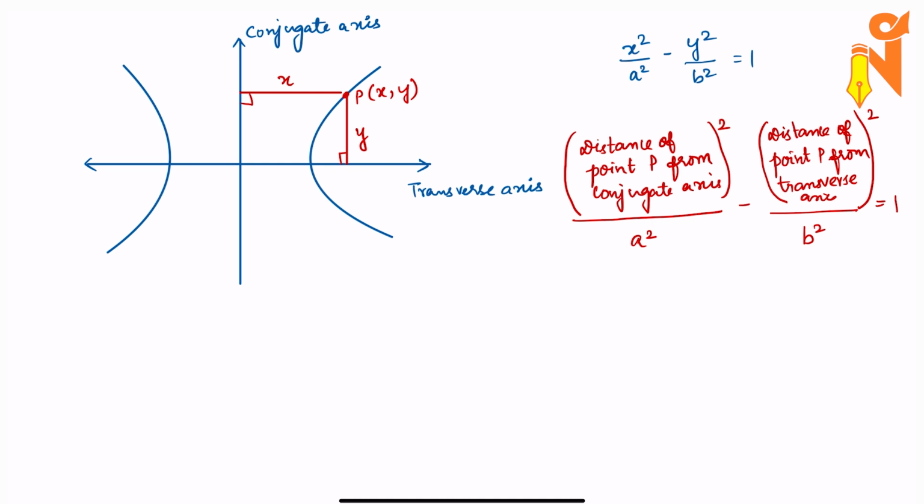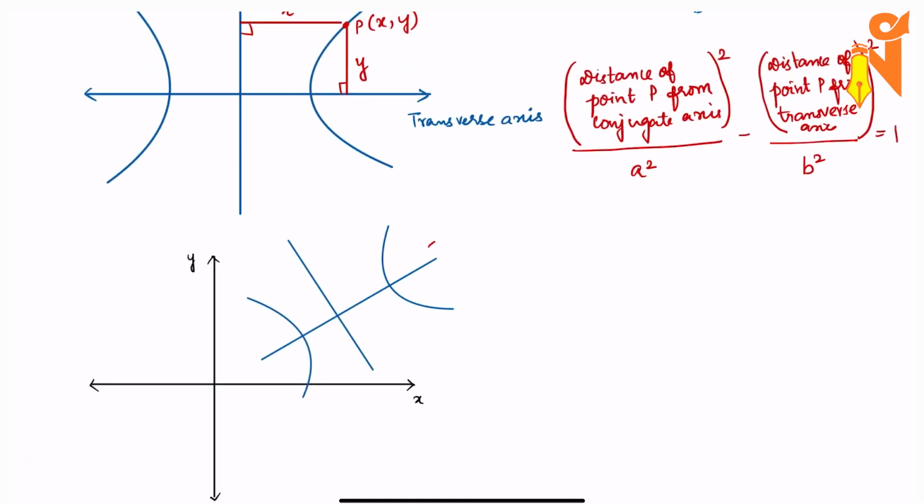With this general thing, we are going to derive the equation for the oblique hyperbola. Let TA be the transverse axis and let P be any point. Let us take the transverse axis equation to be ax plus by plus c is equal to 0, and the conjugate axis to be lx plus my plus n is equal to 0. Both the lines are perpendicular to each other.